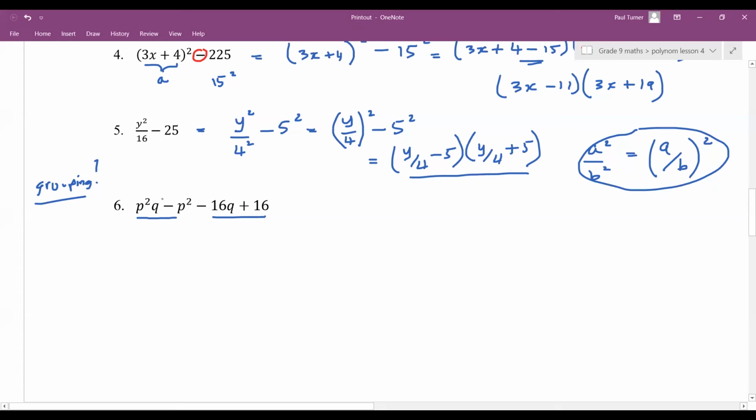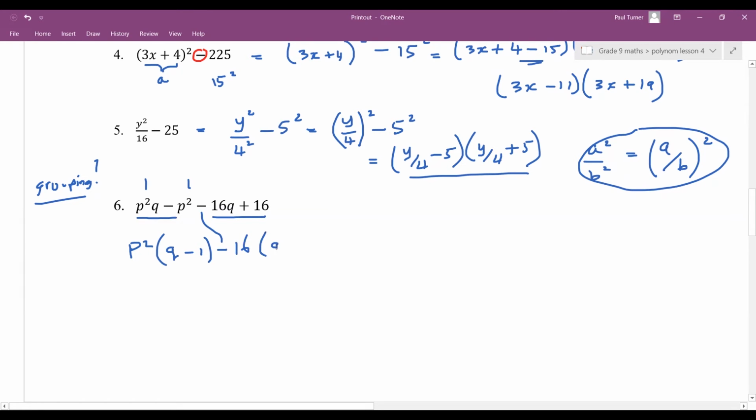So we have here p squared q minus p squared. The common factor will be p squared. So this is from lesson 2. And then we'll have q minus 1. Okay, just check that by expanding. Write down your sign here, minus. The common factor here is 16.